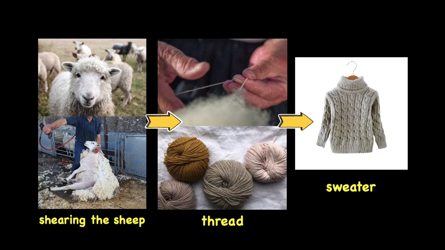The wool from the sheep is special. Once a year, the wool is taken from shearing the sheep. This wool is cleaned and made into thread. The thread is then made into woolen sweater.